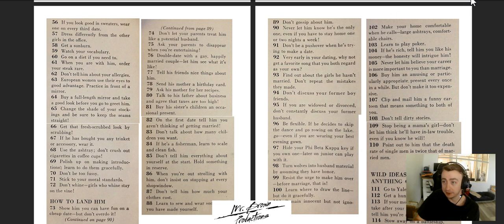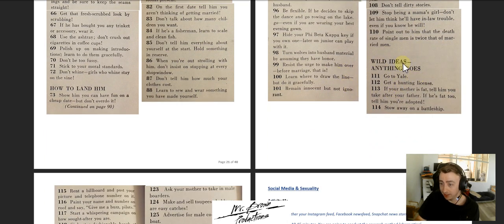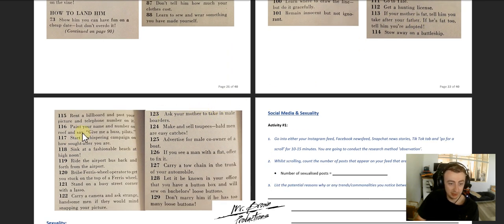Or something like, don't whine. Girls who whine stay on the vine. Or if he's rich, tell him you like his money. The honesty will intrigue him. And then you've got stuff like wild ideas, anything goes. Stow away on a battleship. If your mother's fat, tell him you take after your father. And if he's fat, tell him you're adopted. Or the most crazy thing, ask your mother to take in random male boarders. I'm sure that's a very safe way to get a husband.